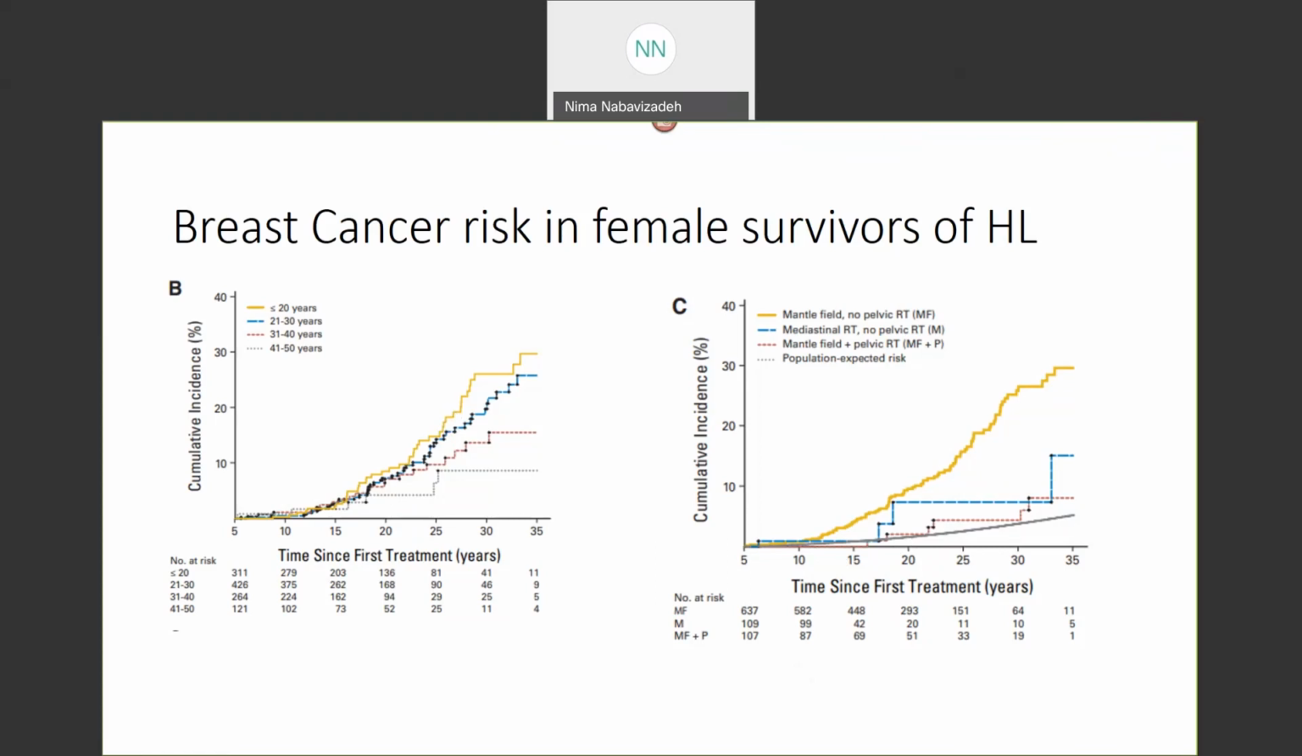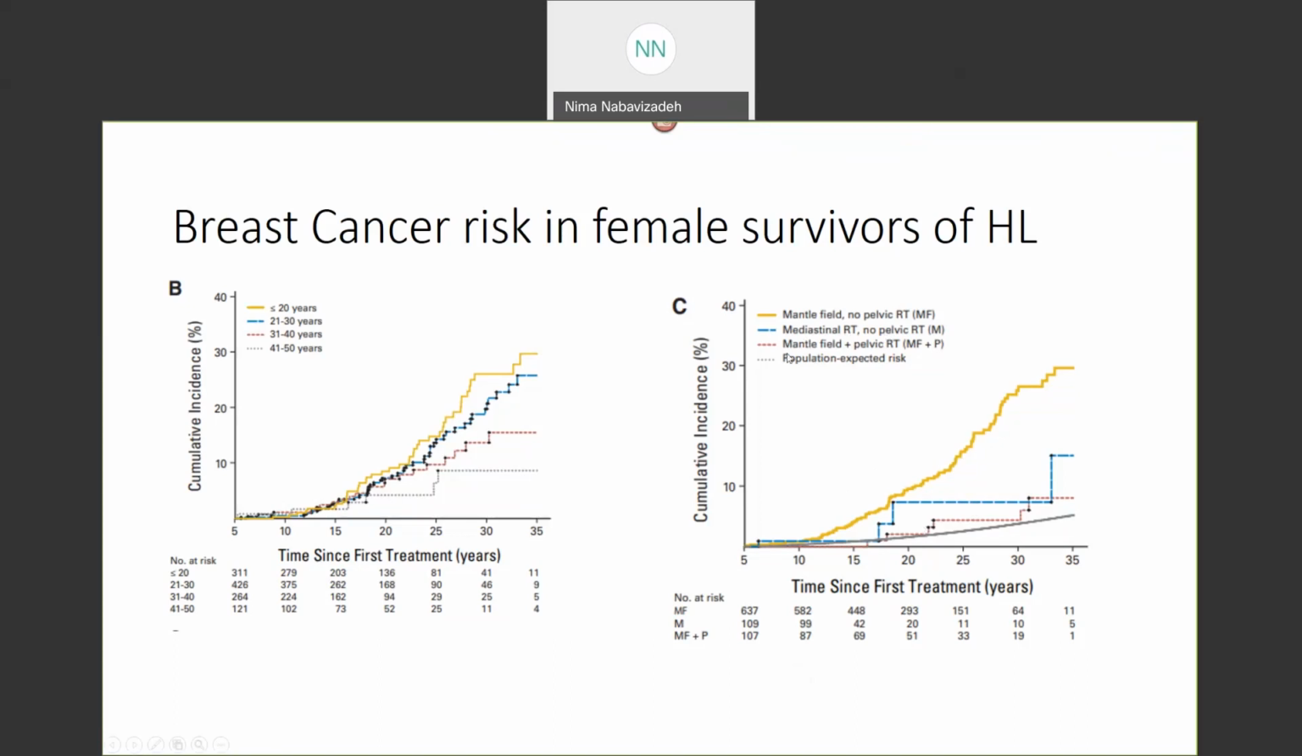And then on the graph on the right, you can see that with the decrease of our volume from the mantle fields, mantle field refers to a radiation field that encompasses the mediastinum, the supraclavicular regions, and the axilla. You're obviously radiating a lot of breast tissue with that type of volume, which we rarely do anymore. You can see the risks of breast cancer are quite greater than they are for patients who are getting just mediastinal radiation alone, almost twofold greater.